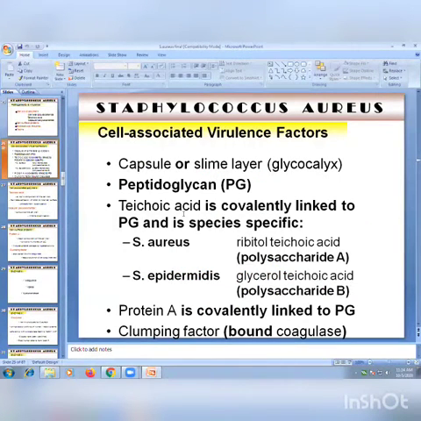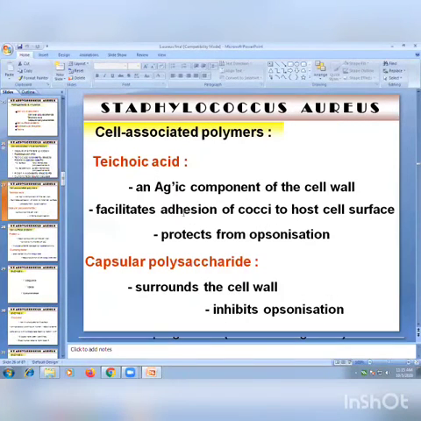Cell-associated virulence factors we see: capsule or slime layer, glycocalyx, peptidoglycan, and teichoic acid, which is covalently linked to peptidoglycan and is species specific. Staphylococcus aureus has ribitol teichoic acid, while Staphylococcus epidermidis has glycerol teichoic acid. There are two types of teichoic acid, ribitol and glycerol. Then protein A is also linked to peptidoglycan. That also acts as a virulence factor, along with clumping factor, or bound coagulase.